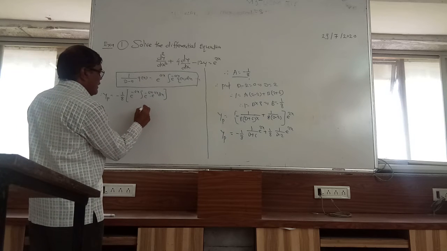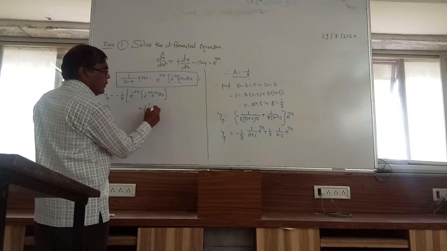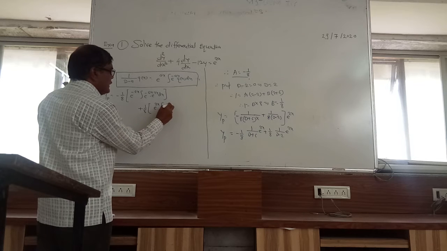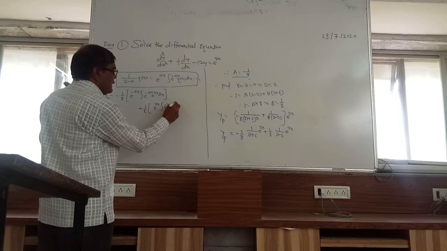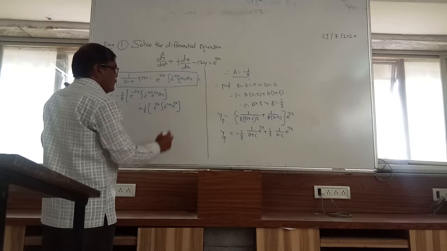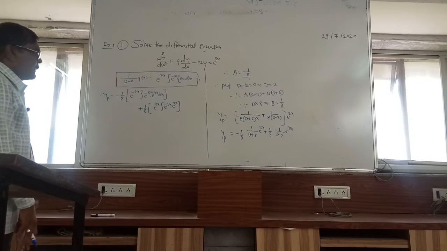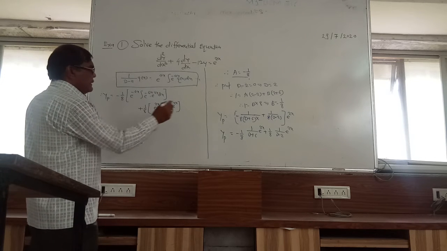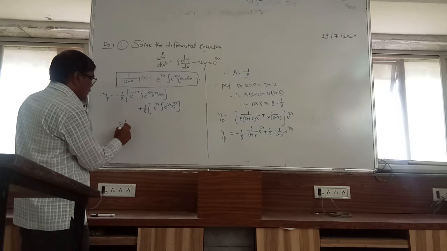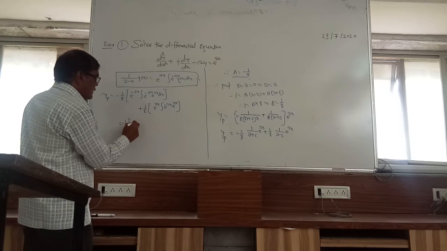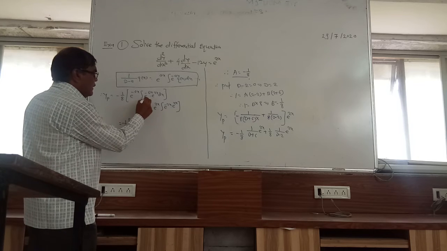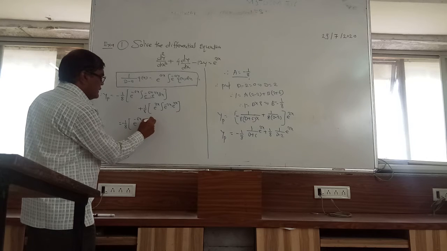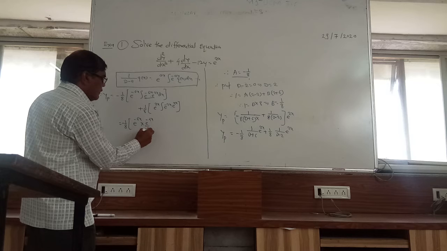As well as here, 1 upon 8, operator e raised to 2x, integration of e raised to minus 2x into e raised to 2x, into e raised to 2x. That is, we get here e raised to minus 6x, that equals minus 1 upon 8, e raised to minus 6x, e raised to, that is a minus 4. So by integrating, e raised to minus 4x upon minus 4.